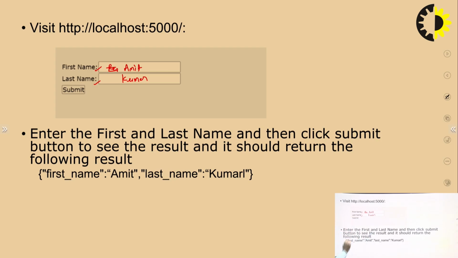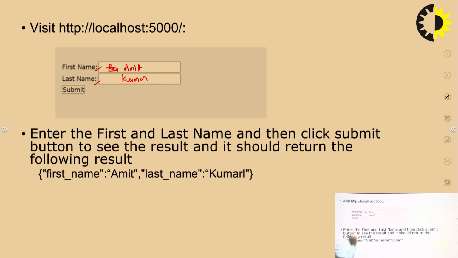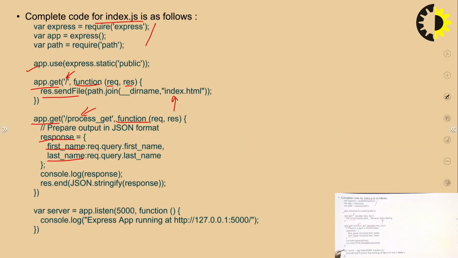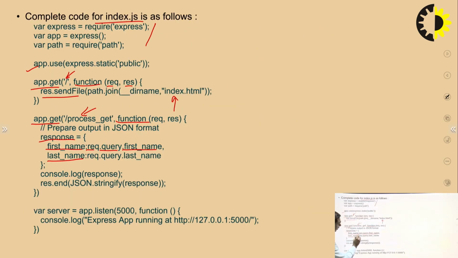So when we click on the submit button, it will match with process.get, and it will call this function, and the request parameter will receive both the data, Amit and Kumar. So we need to extract the data from this request object. We are using request.query, which is a predefined object for accessing the variables. Then we use the first name, which is the text box name. You can see here, it is a text box name. So request is an object, query dot first name.